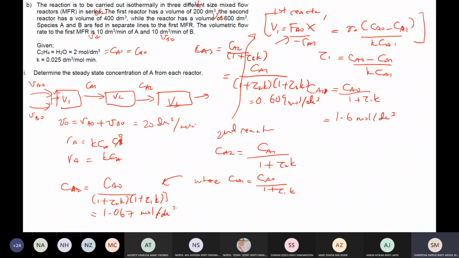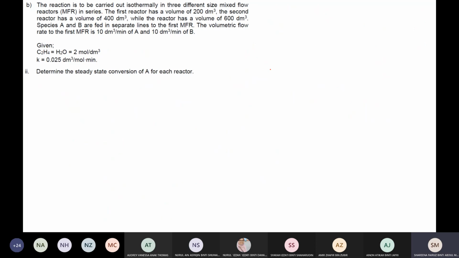So kalau misalnya ada jalan cara lain tapi still reasonable, you still can obtain some marks there. Okay, alright. So number 2. Okay, determine the steady state conversion of A for each reactor. Okay, sekarang ni kita nak dapatkan conversion of A. Alright, untuk setiap reactor. So we have XA1 dengan XA2.